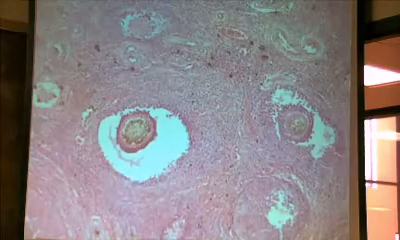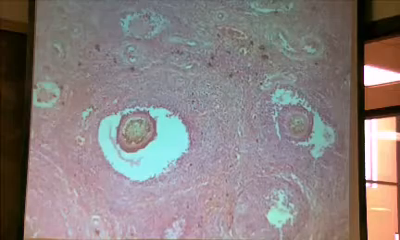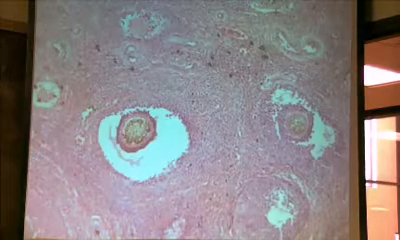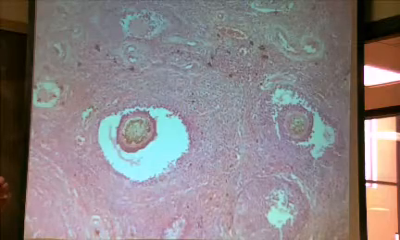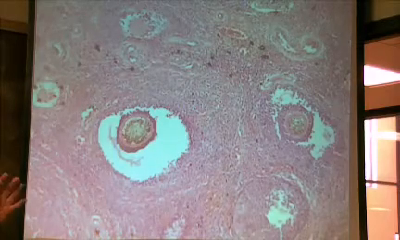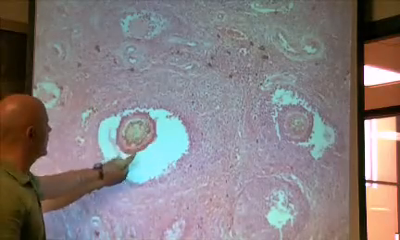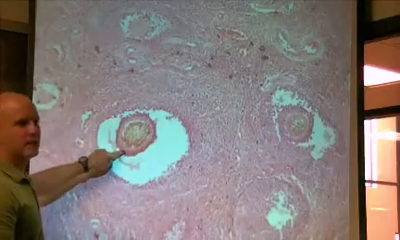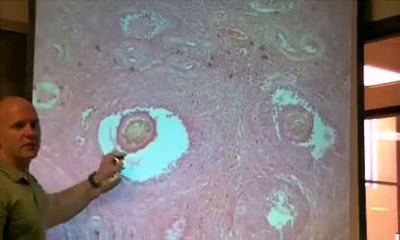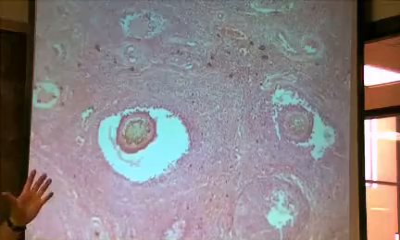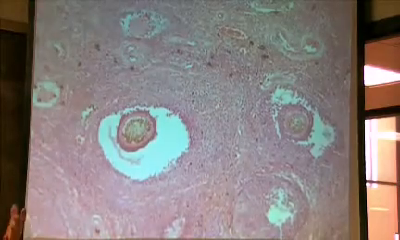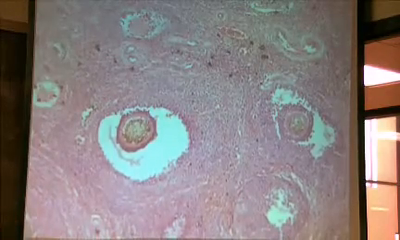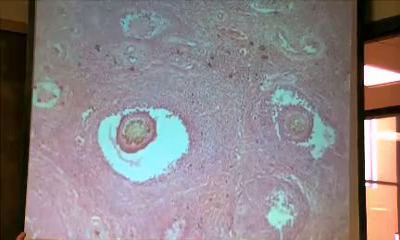What I want you to do now is scratch off corona radiata, because corona radiata are cells that are around the oocyte after ovulation. The cells that are circling around this are called the cumulus oophorus. So the cumulus oophorus pre-ovulation are called the corona radiata post-ovulation. You guys with me on that?